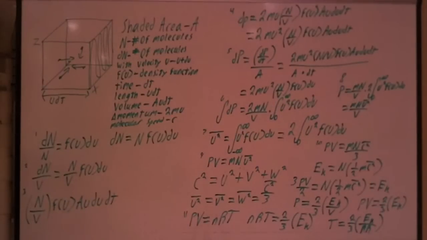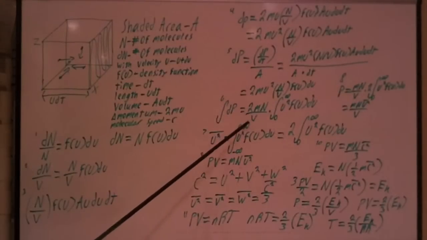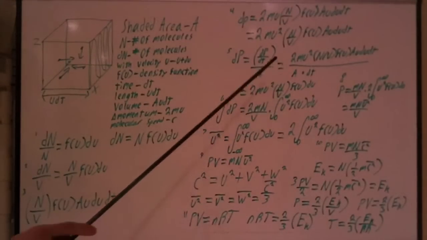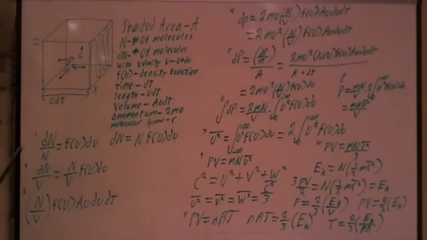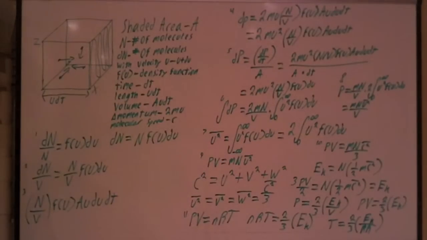Now that's per molecule. If we want the total pressure, we need to integrate both sides. So the integral of dp is equal to 2mn over V, because these are all constants, times the integral from 0 to infinity of u squared f(u) du. Now the reason the bound is between 0 and infinity is because the integral is with respect to velocity, and we're only concerned with velocities that are positive.